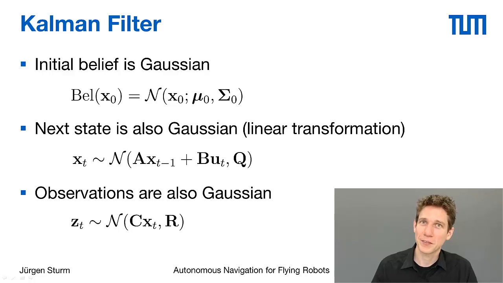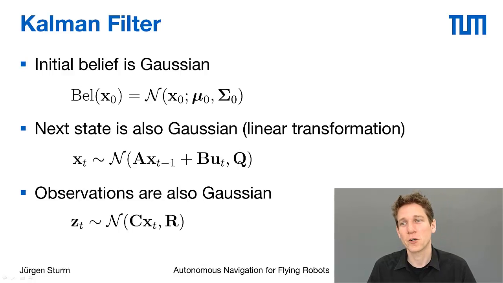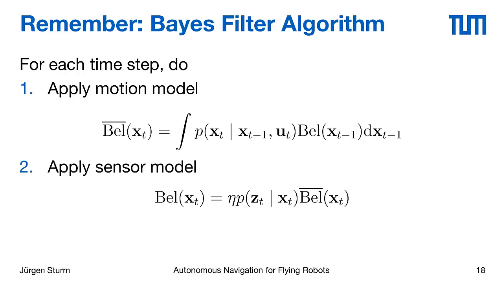Then, given these properties that we've seen before of normal distributions, we can compute the next state, which is again a Gaussian distribution, just because it evolves linearly, and we can make use of the linear property of normal distributions. And also the observations are Gaussian because they are similarly just a linear combination. And now if we apply this representation to the Bayes filter, we end up with a very efficient algorithm.